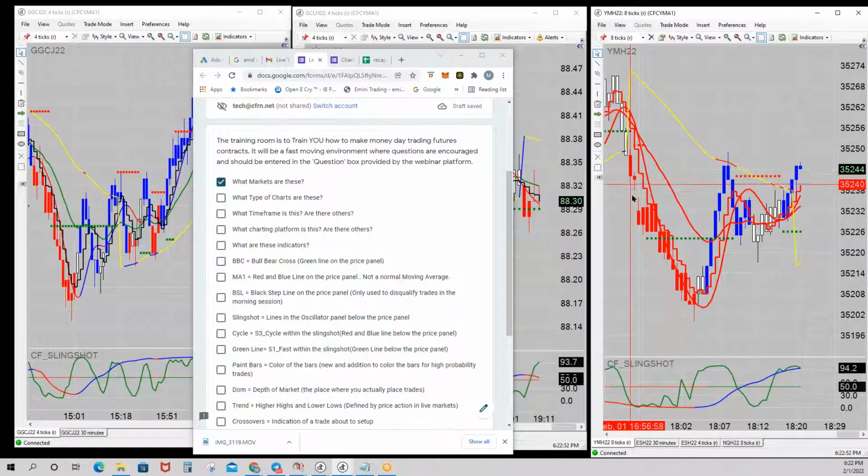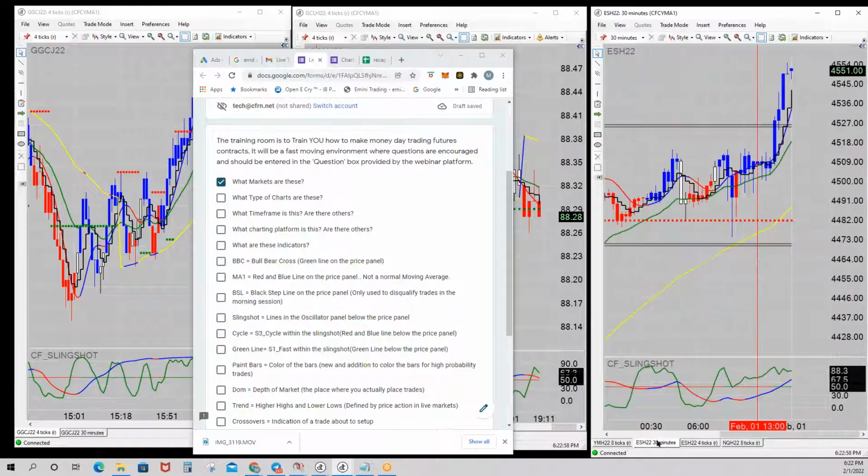Again, the stuff that we're gonna be doing in the morning is going to be fast, but you can slow it down just by going to a different time frame. For instance, this is a 30-minute chart. Every one of these bars takes 30 minutes to develop.